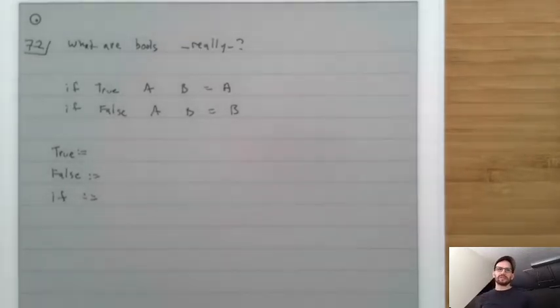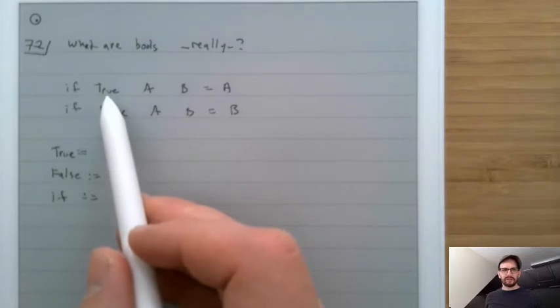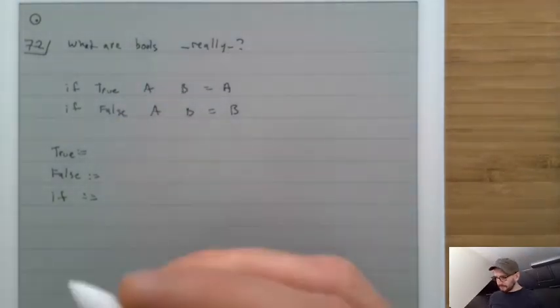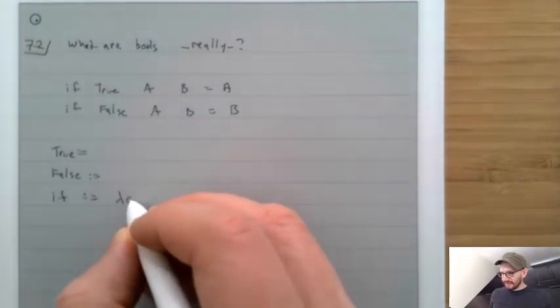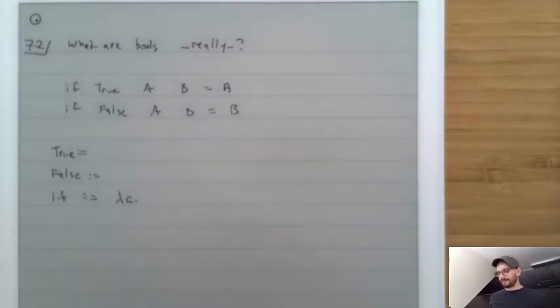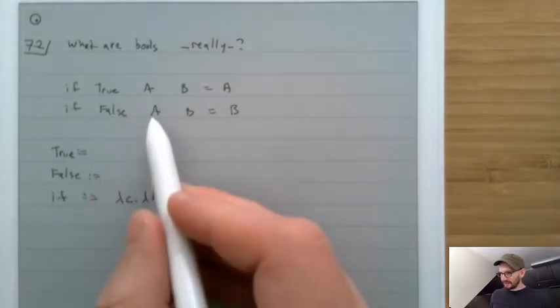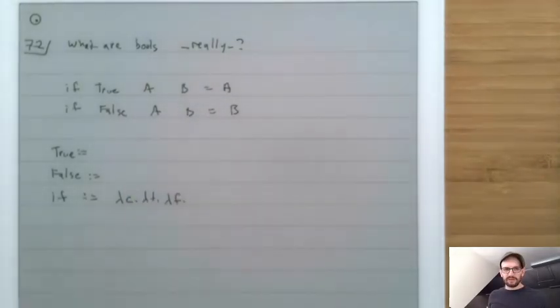And it's actually quite straightforward to do this inside of the lambda calculus. Essentially what an if does is it uses the true and false to select between options A and B. So what we'll do is we'll write down an if in the following way. We'll write down lambda c, that's the condition. Lambda t, that's the true branch. Lambda f, that's the false branch.